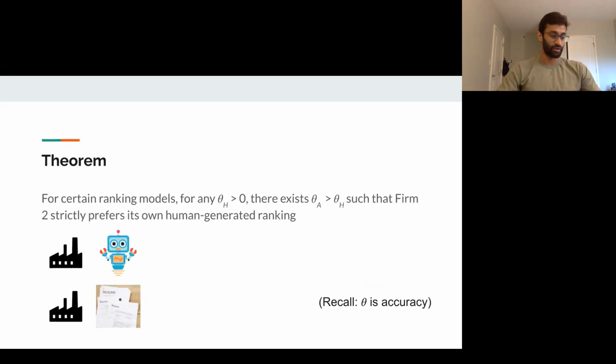The theorem here, and the thing that may be surprising, is that there are certain ranking models under which, for any accuracy level of a human, there's a slightly more accurate algorithm such that you should always strictly prefer independence over accuracy. So given that firm 1 is using the algorithm, firm 2 should always strictly prefer to use an independent, even though less accurate, ranking mechanism.